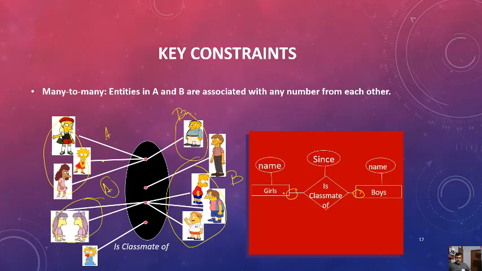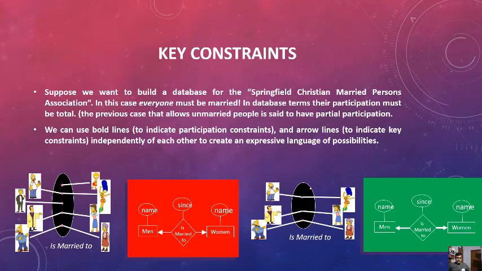So these are the four key constraints among the relationship of the entity sets. Suppose we want to build a database for the Springfield Christian Married Persons Association. In this case, everyone must be married in the database. In those terms, their participation must be total. That means, in the previous case, we allowed the unmarried people to have partial participation. This is called partial participation.